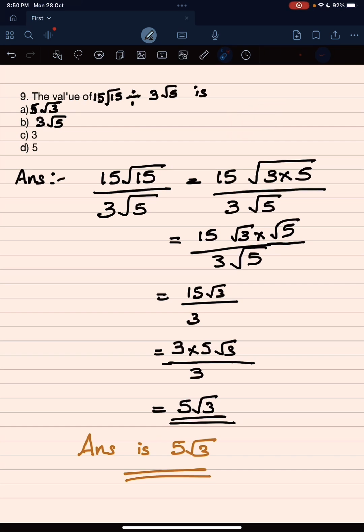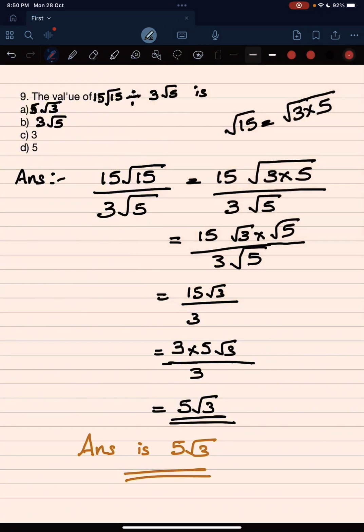So we can write root 15 is equal to root of 3 into 5. That's how we can write this. We know root of a b is equal to root a into root b. So like this we can express it as root 3 into root 5.